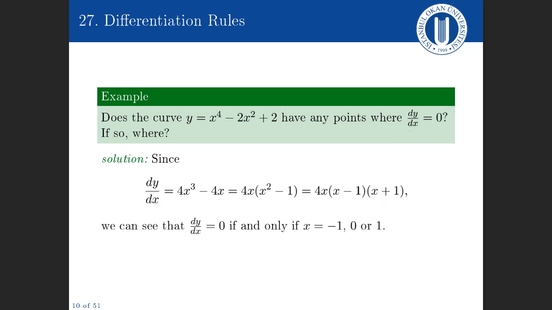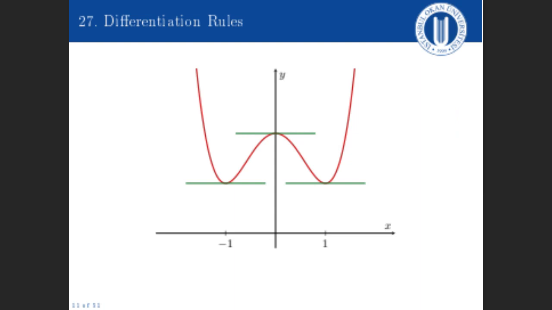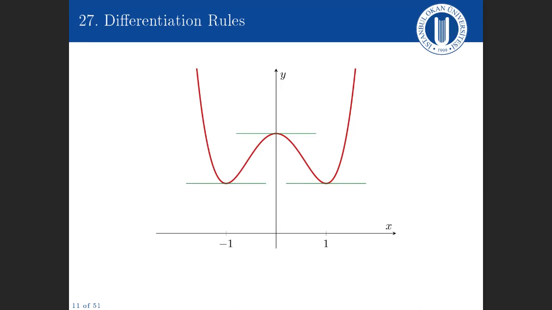Now, how can we make this equal to 0? Well, it's 0 if x is 0. It's 0 if x is equal to 1, because then x minus 1 is 0. And it's also 0 if x is equal to minus 1, because then x plus 1 is equal to 0. And those are the only ways that this can be equal to 0. So the answer is yes, there are 3 points where the derivative is equal to 0, and they are x is minus 1, 0, and 1. If I show you the graph, you can see that this is true. There's 3 points where the slope of the graph is equal to 0.